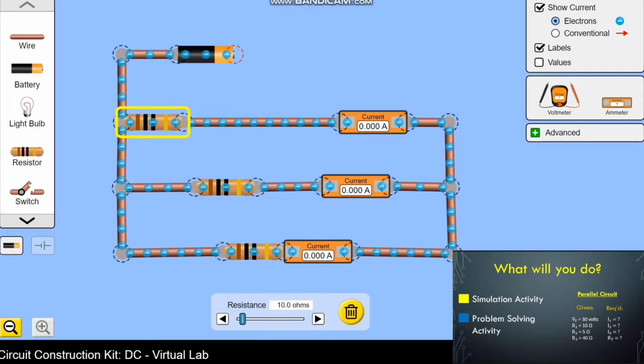We are already finished connecting the three resistors. What we're going to do next is to set each resistor based on the given values. The first resistor would be 10 ohms, the second resistor would be 5 ohms, and the third resistor would be 40 ohms.